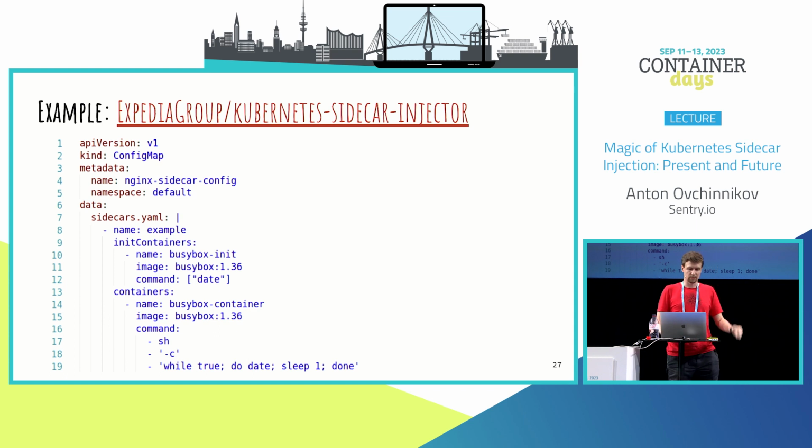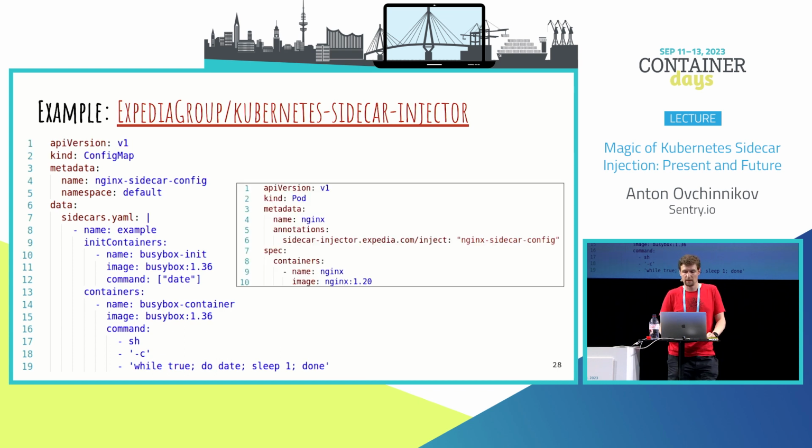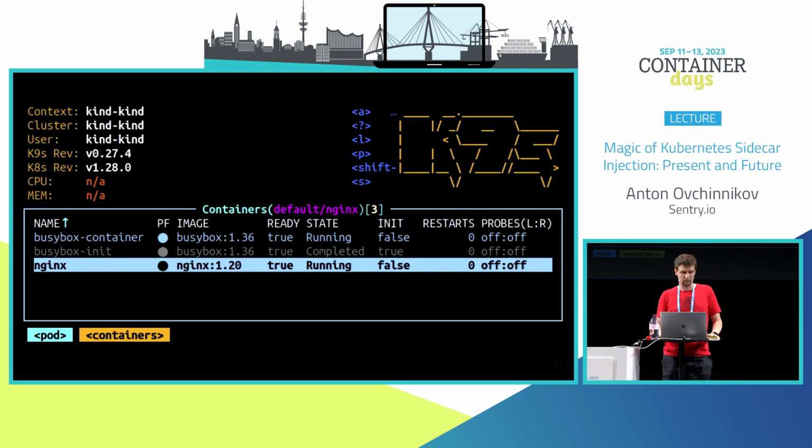So yes, this is a config map. For example, we want to inject 2 containers, one init, one regular one. And then inside our pod, in a special annotation, we refer to this config map by name. And that's it. We'll have the same effect. So nginx is running, init container already completed, the second one is also running, and yeah, it just works.